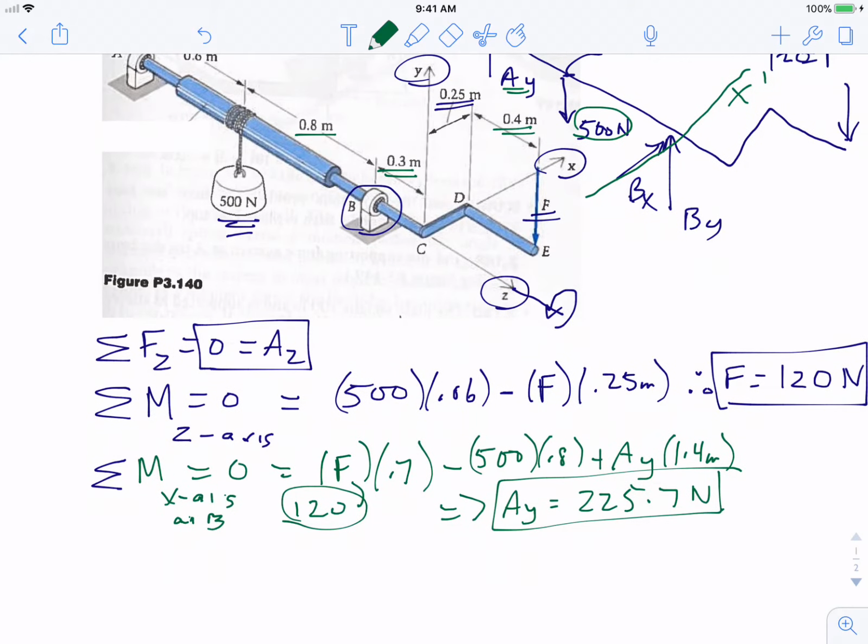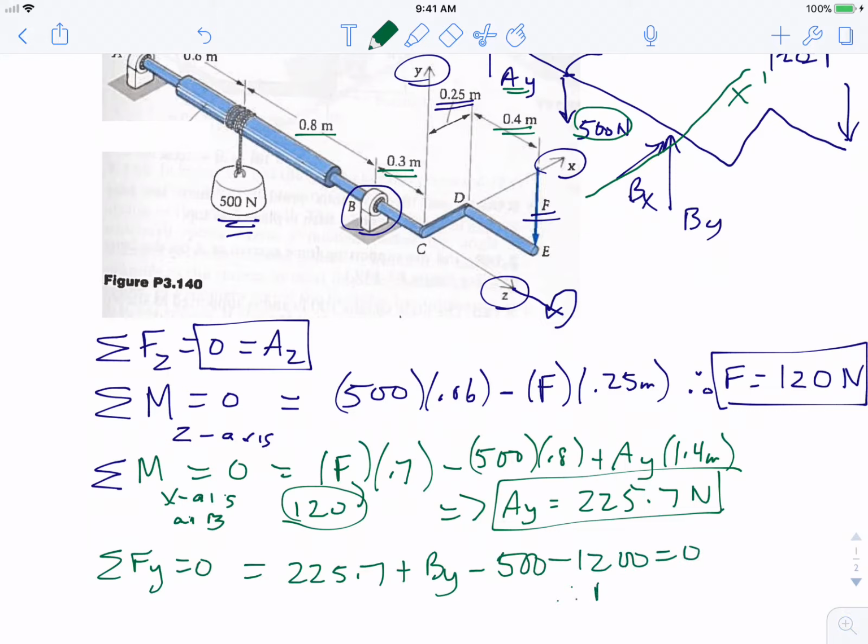Now we can sum the forces in the y direction, set them equal to 0, and so that we will get that 225.7 plus By minus 500 minus 1200 equals 0, and therefore By equals 1474 newtons. And we can round that off to be 1470 newtons.